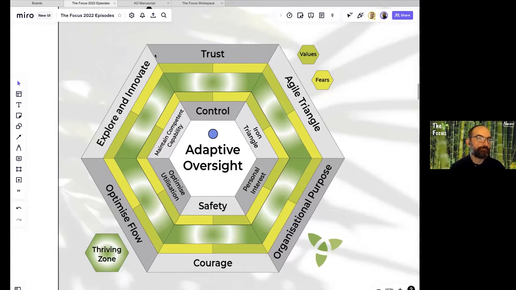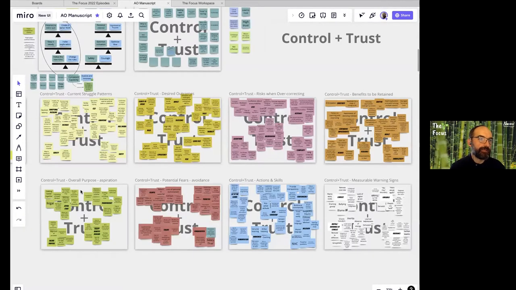Okay. Horia. All right. Now, for this and subsequent episodes, in this episode, we're going to focus on control and trust, and we're going to give you a brief overview of the kinds of topic elements that are present in each of the quadrants, in each of the frames that form the polarity exploration for control and trust. In the next episode, we're going to pick another tension and so on.